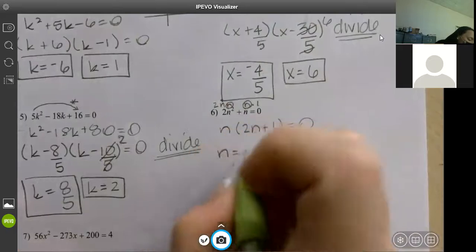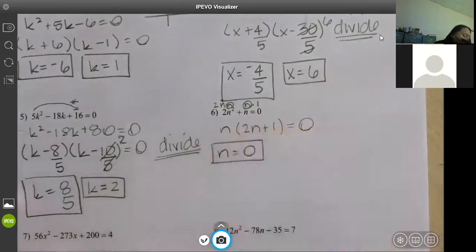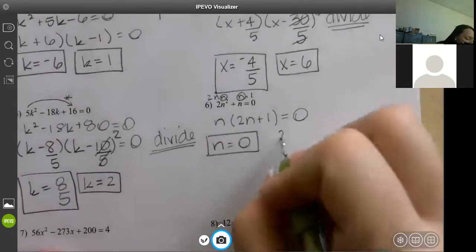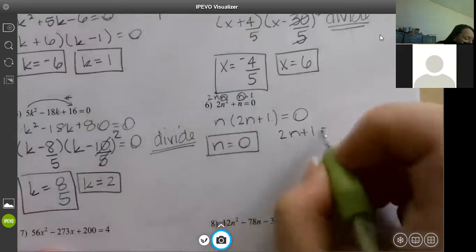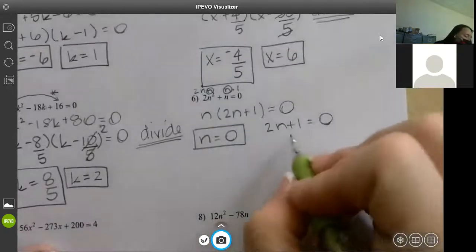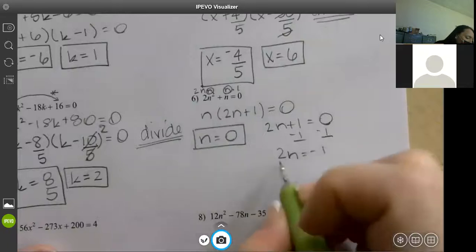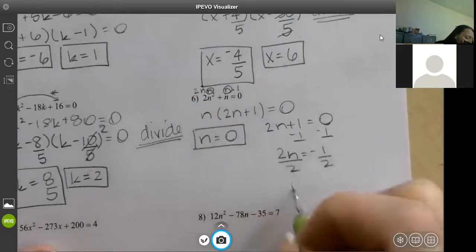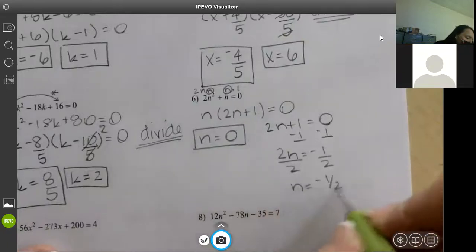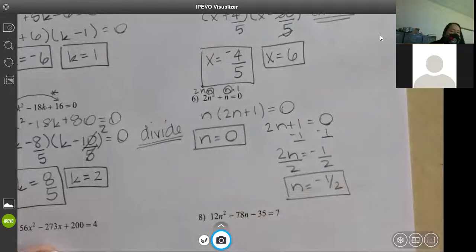You're going to set your first one equal to 0, which will give you your answer. Your second one equal to 0, the way I solve it is subtract 1 and divide by 2. So n equals negative 1/2. That's it.